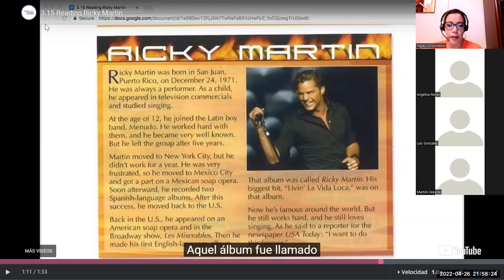Well, let's see, after this reading, you have maybe a sequencing exercise in the platform, but before discussing it, I would like to know if you have any question about this reading, maybe vocabulary or pronunciation.